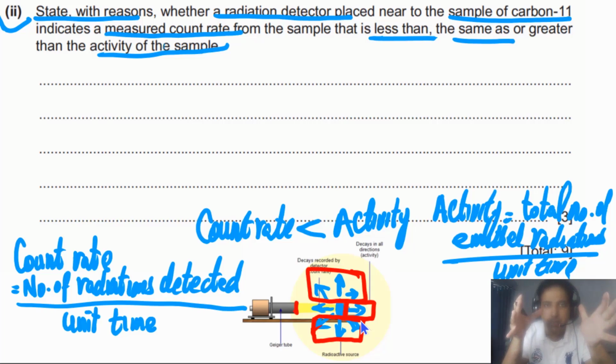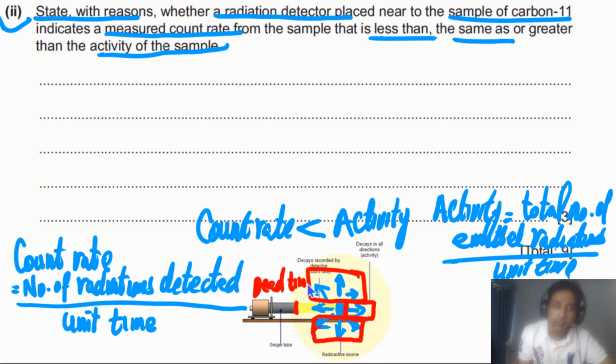So from here you can see that count rate has to be much less than activity. Also, when radiations are emitted, some of the radiation is absorbed by air. It is also possible some radiations are absorbed by the window of this detector. And maybe this detector is not very efficient, so it will have some dead time, meaning in that short period of time, this detector will not be able to record radiations. So these are the reasons why count rate is lower than activity.